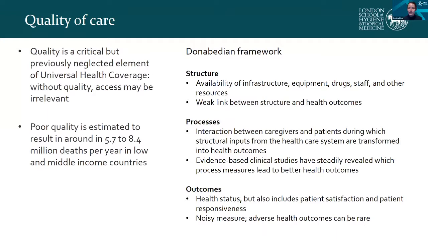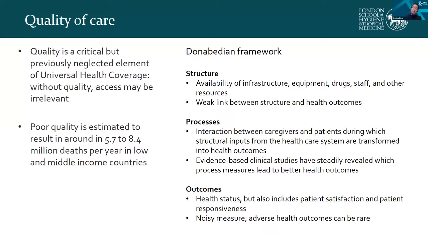To think about measuring quality of care, we often go to our Donabedian framework for quality of care, which looks at structure, that is the inputs required to provide good quality of care, process, which is what healthcare providers do to provide care, so the interaction between the caregivers, the providers and the patients, and the outcomes, which are the sort of ultimate aim of care provision, so the health status.